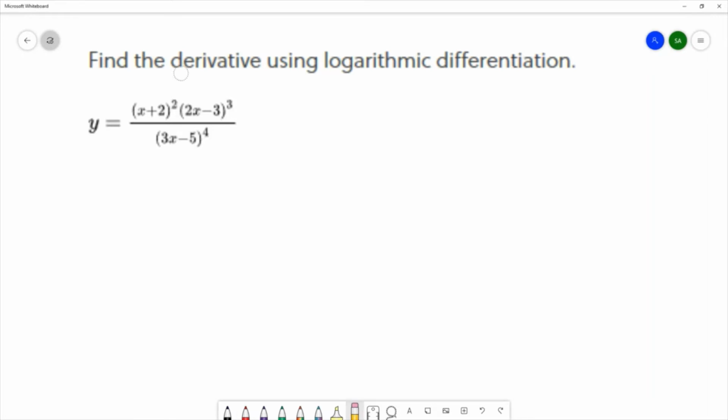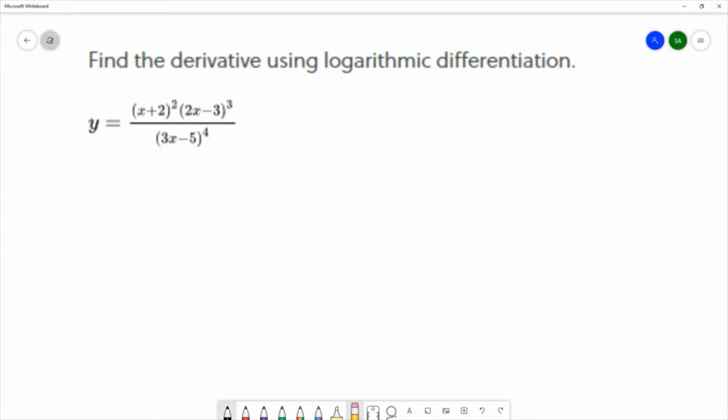We want to find the derivative using logarithmic differentiation. Logarithmic differentiation is a really nice technique when the expression you're trying to calculate the derivative of is really complicated. In this example, we have a product and a quotient, and within some of these factors, you would have to use the chain rule. So calculating the derivative might get a little bit messy.